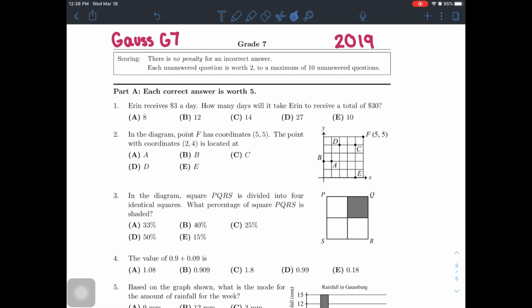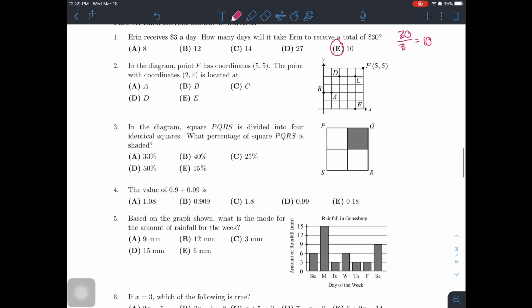Question 1. Aaron receives $3 a day. How many days will it take Aaron to receive a total of $30? So 30 divided by 3 equals 10. So it would take Aaron 10 days to receive a total of $30.